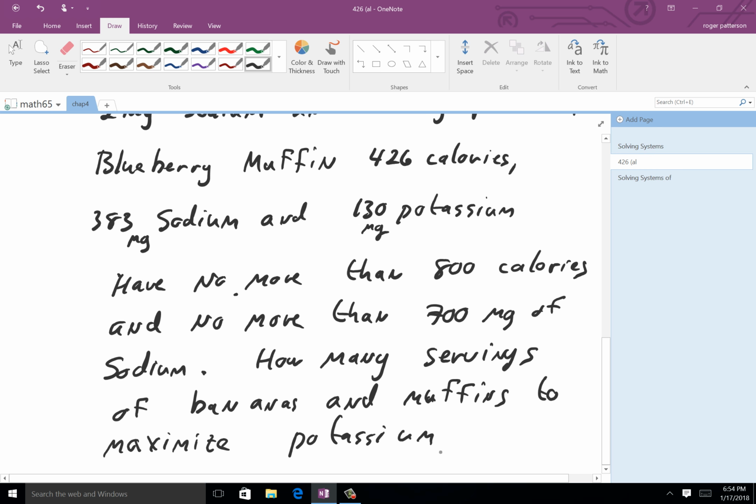All right. So again, we're eating blueberry muffins and bananas, and we have all this information we have to sort through. This person's on this special diet thing, and this is just an example, right? Where they are interested in sodium and calories and potassium. So they want to meet certain restrictions or limits on the calories and the sodium, but they want to maximize the amount of potassium they're getting. Maybe they have a potassium deficiency or something like that. So they want to maximize that.